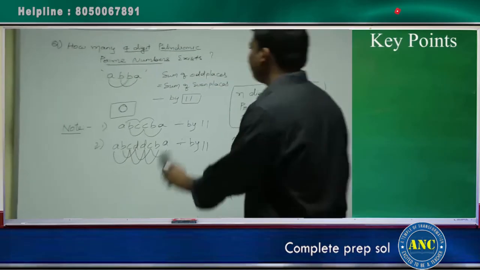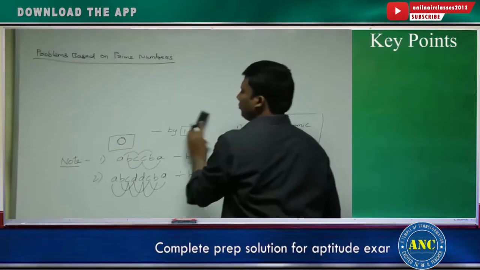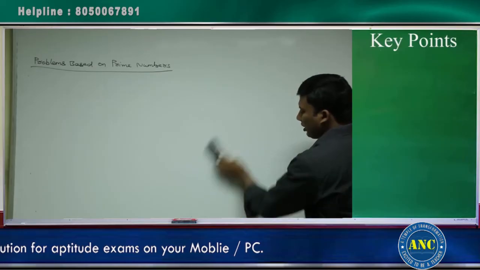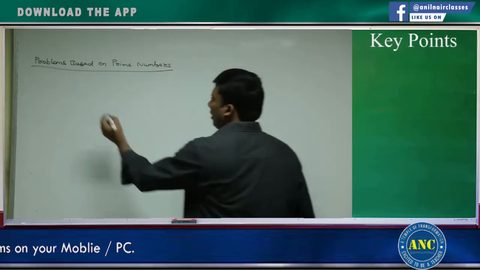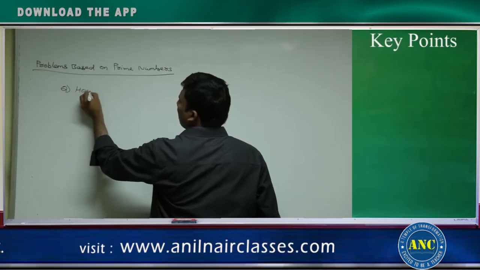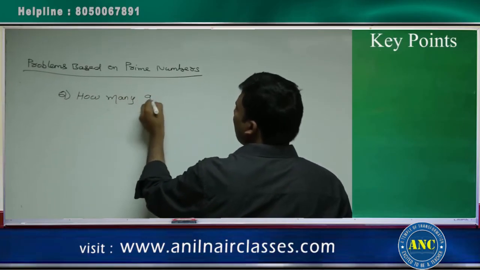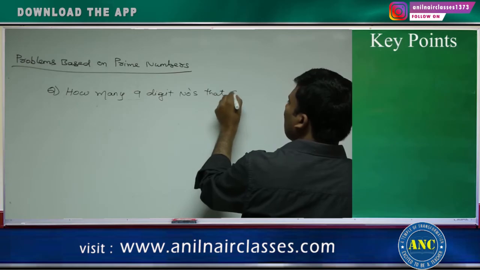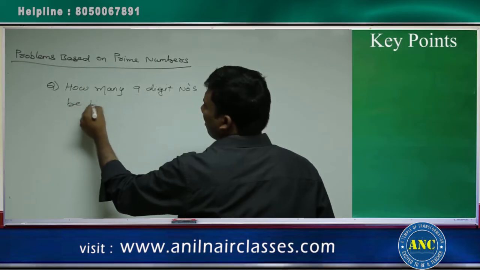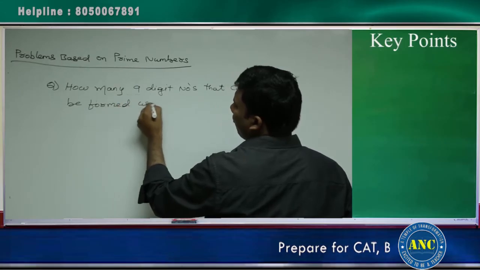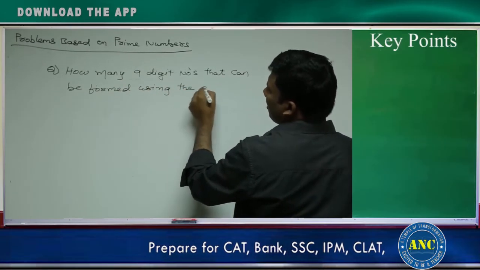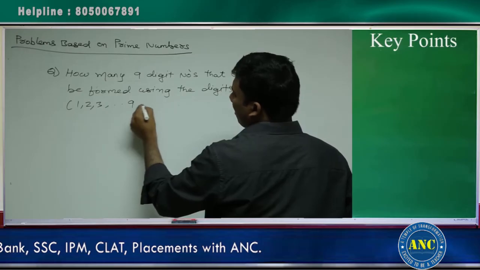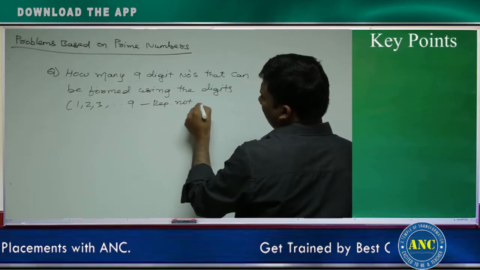How many 9-digit numbers can be formed by using the digits 1, 2, 3 till 9? Repetition not allowed.